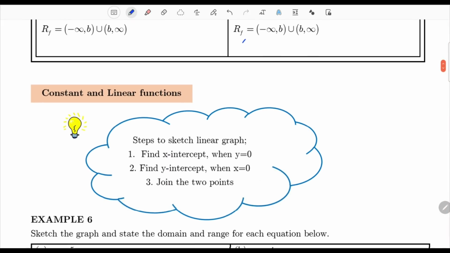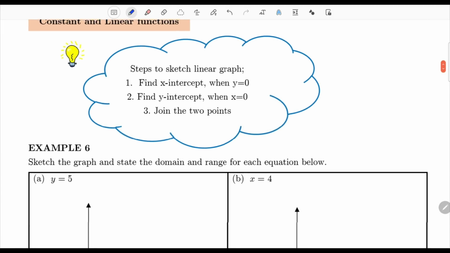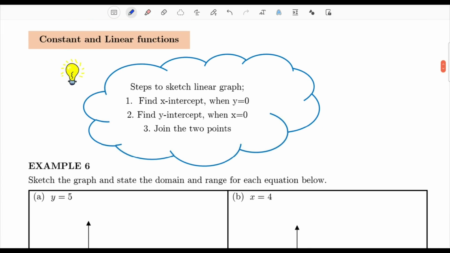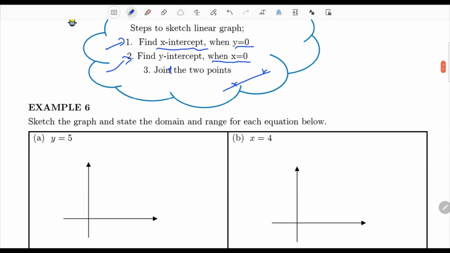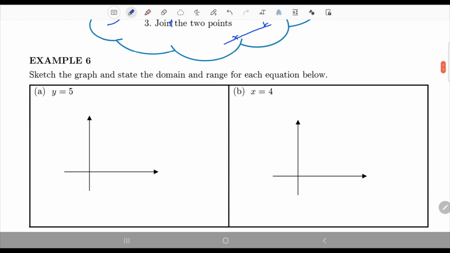Okay, constant and linear functions. So now let's look at the constant and linear functions. My question: do you know how to sketch the constant and the linear function? Steps to sketch a linear graph: first, you need to get the x-intercept, that is when y is 0. Find the y-intercept when x is 0. Then plot the points and join the two points. Okay, look at example 6.